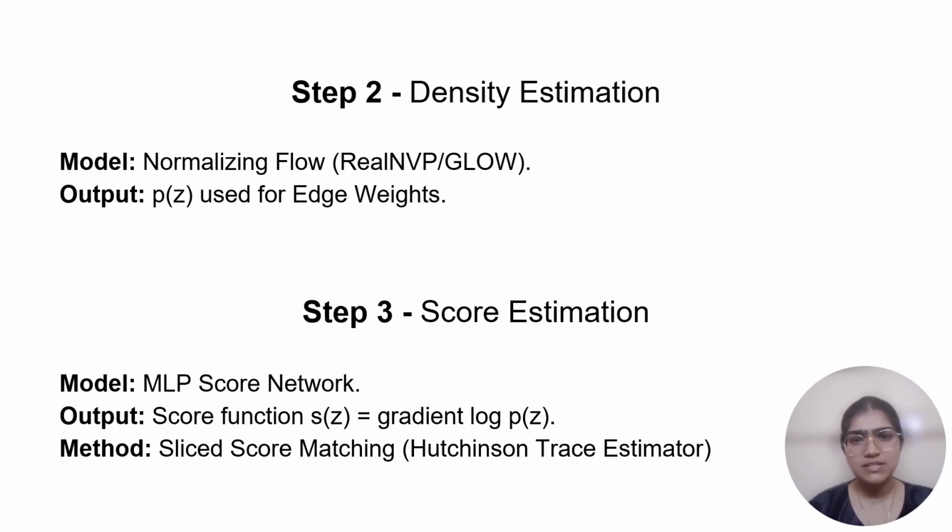While the normalizing flow gives us the map, the density, it doesn't effectively tell us which direction is uphill towards the data modes. This is where the score model comes in. The score is mathematically defined as the gradient of the log probability density with respect to the input data. We model this using a separate multi-layer perceptron with softplus activations.